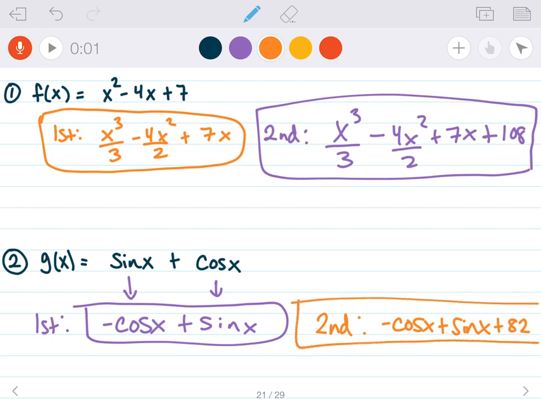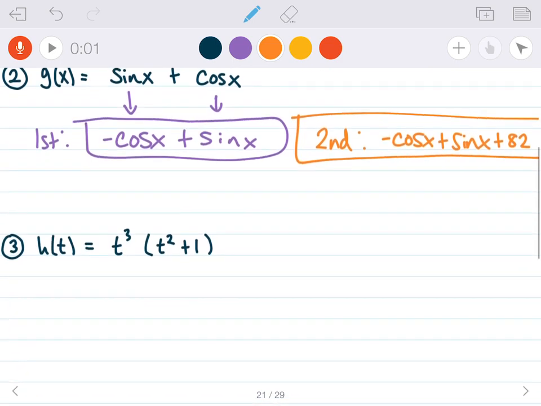I could do negative cosine x plus sine x plus pi. I could do plus e. Any kind of constant number will work. And e and pi are numbers, by the way. Okay, let's see. Oh, I have another one hidden down here.